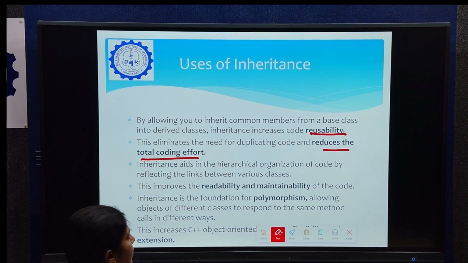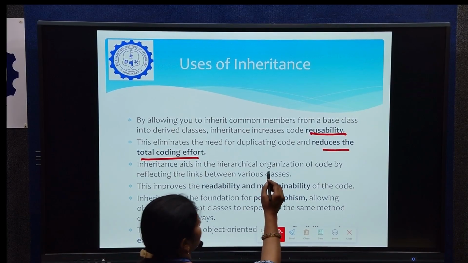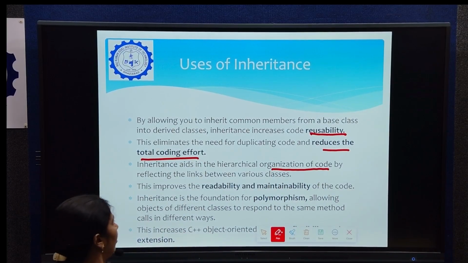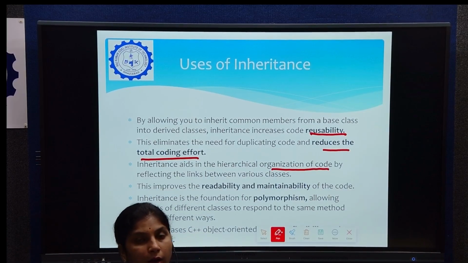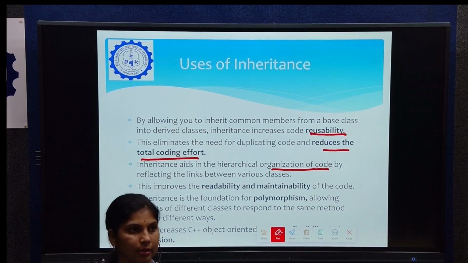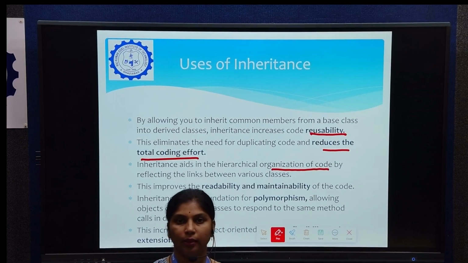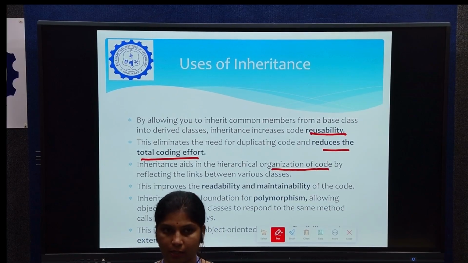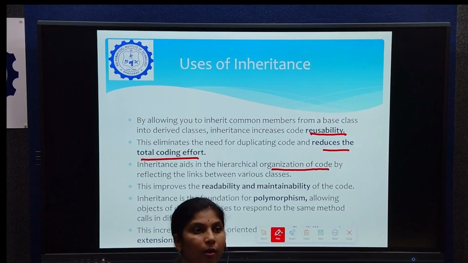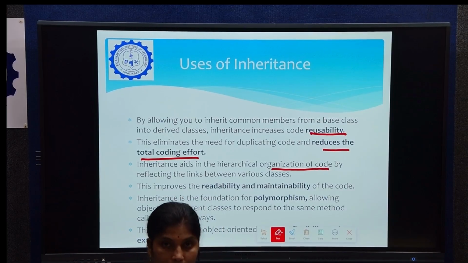Inheritance also helps in organization of code. How does it help in organization? See, if we are following inheritance in our code, then the parent class, child class, sub-child class are all related with each other, and in this way the program can be understood and organized in a very structured manner.